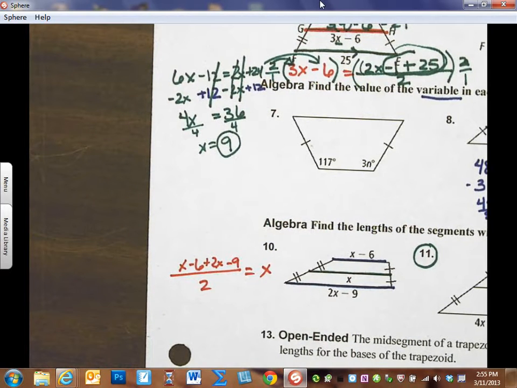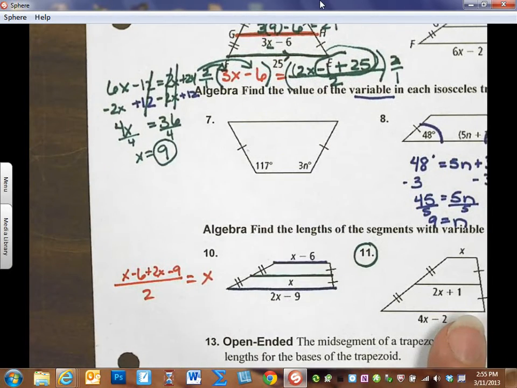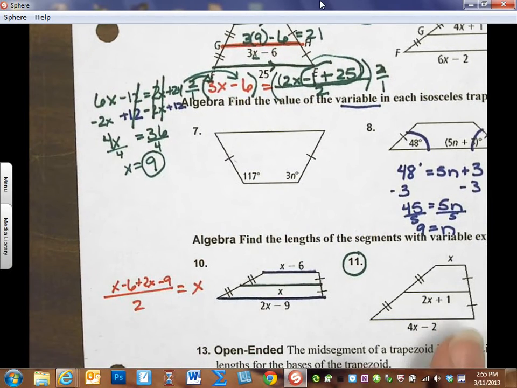Can I help you? There's one right up there. Where are you going to be? Okay, would you please return it?